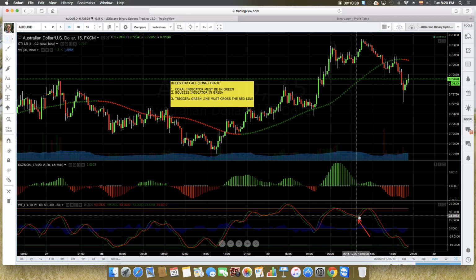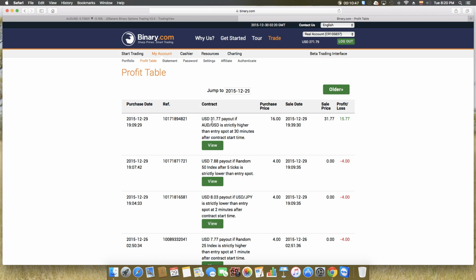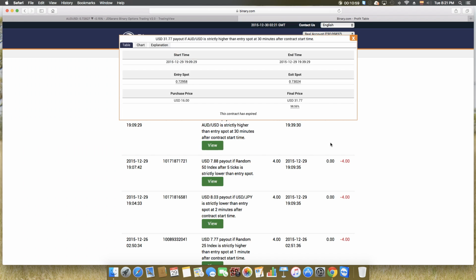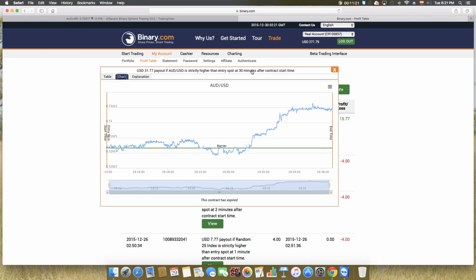It's exactly this trade here. It was in the AUD/USD, that's the Aussie dollar. And I took this trade here, as you can see, with the Aussie dollar. The purchase price was $16, so I expected to make 31.77 cents. And if you can see this trade here, it expired in green, so it was an ITM, or in the money. And let me show you the chart. By the way, the entry spot was 0.72958 and the trade closed at 73.024. So let's see the chart here that explains.